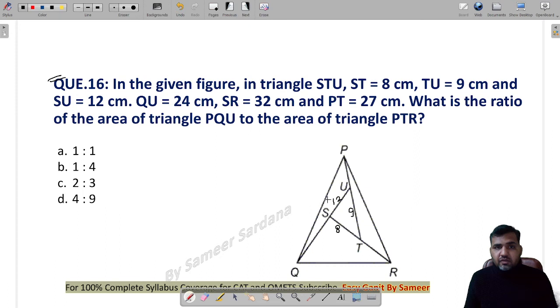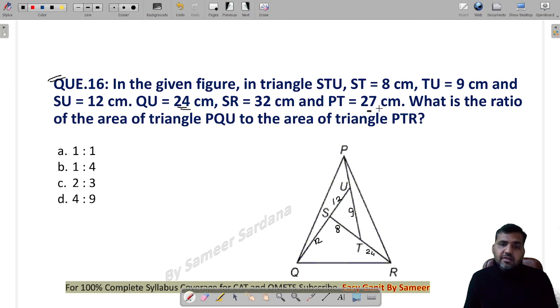Now the length of QU. QU is 12, QU is 24, so can I say QS will be 12? Now SR is 32, so ST is 8, so can I say TR will be 24, right?